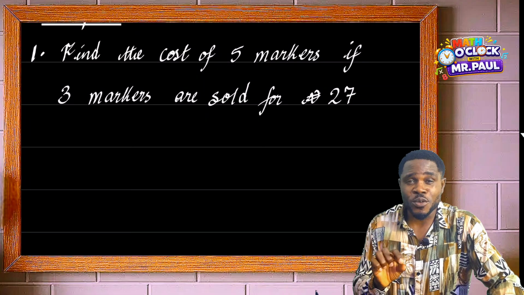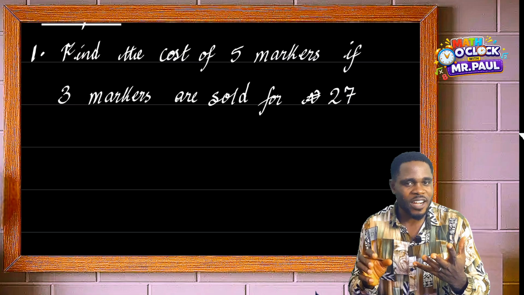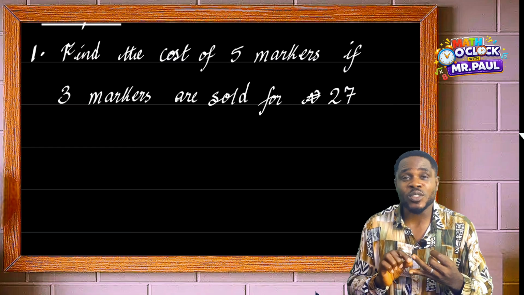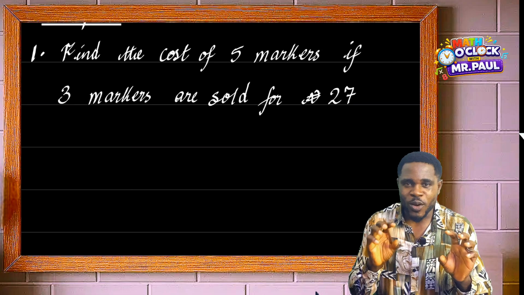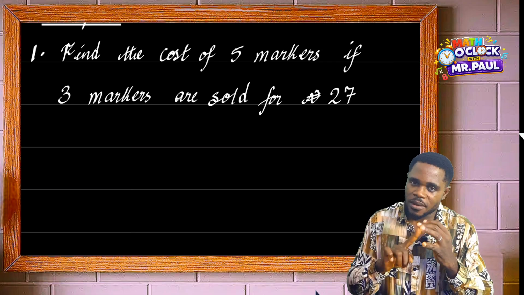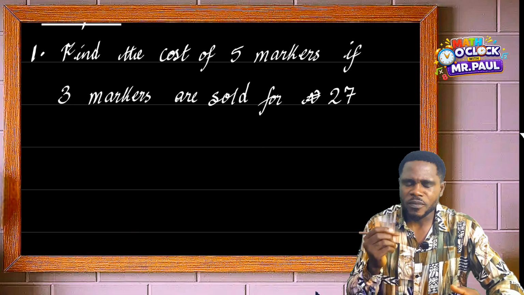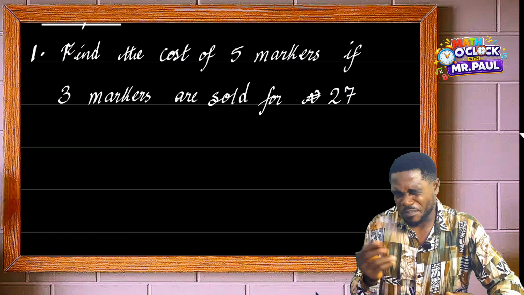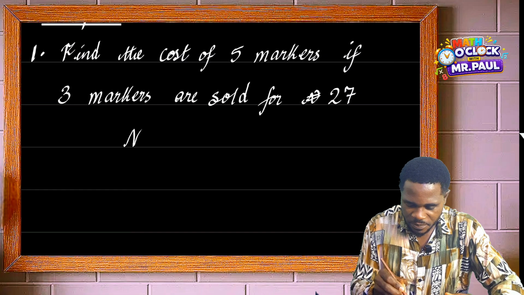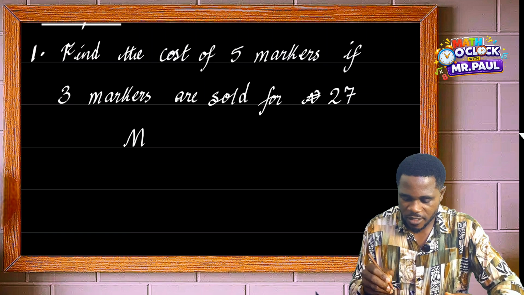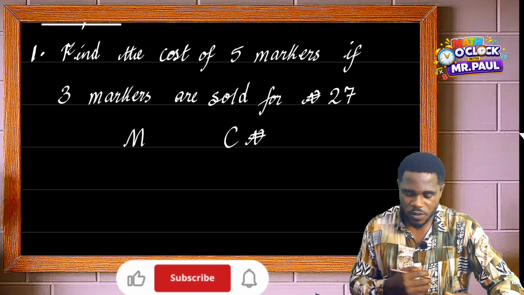All you just need to do is look at what you are given. In that question, what are the things we have? We have markers, and then we also have the cost of the marker. So basically, we are looking at 2 parameters, isn't it? We'll be comparing 2 things, which is marker and cost. So just use M to represent marker and C to represent cost, or possibly naira, whichever one. So we have M as our marker and C, of course, in naira as our cost.